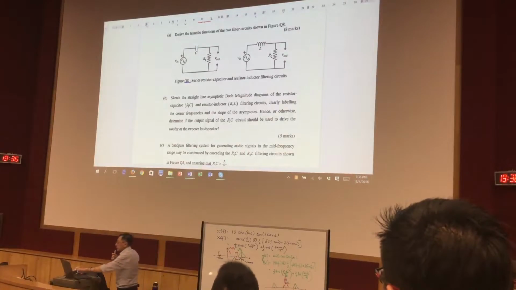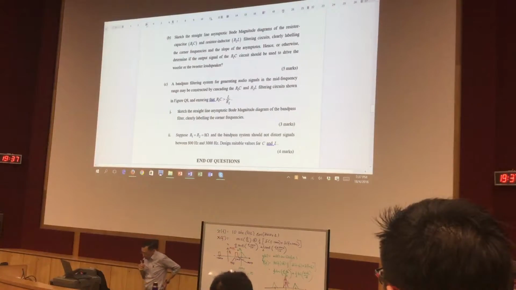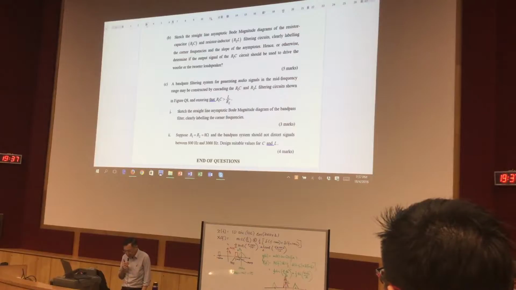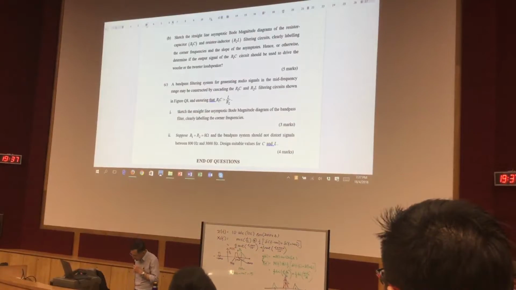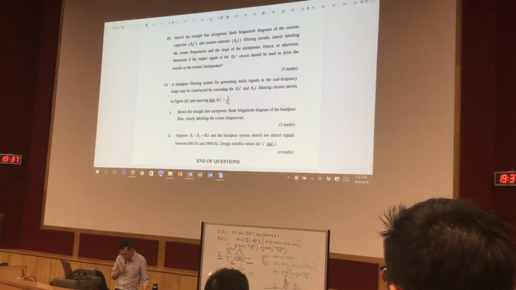Then the last part, okay, is C. A band pass filtering system for generating audio signals in the mid-frequency range can be constructed by cascading these two circuits, R1C and R2L, and ensuring that R1C is greater than L over R2. Okay. Sketch the straight line asymptotic magnitude diagram of the band pass filter, clearly labeling the corner frequencies.